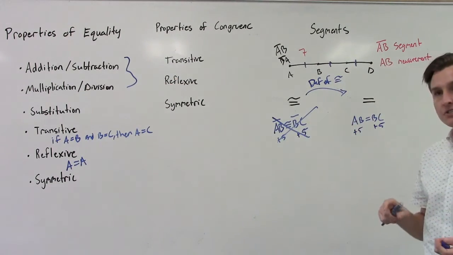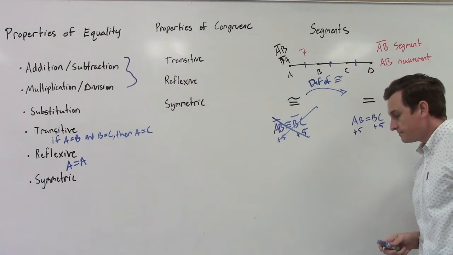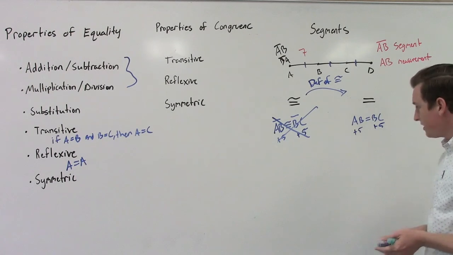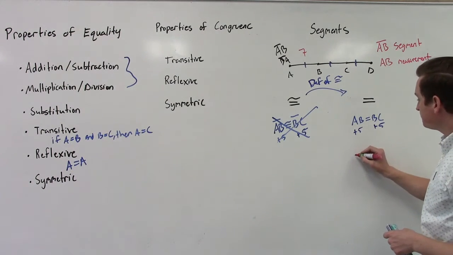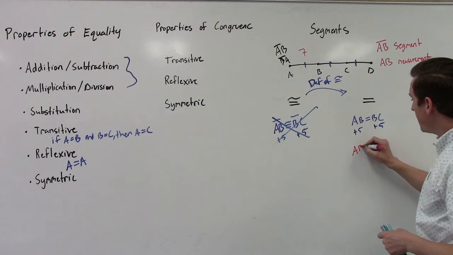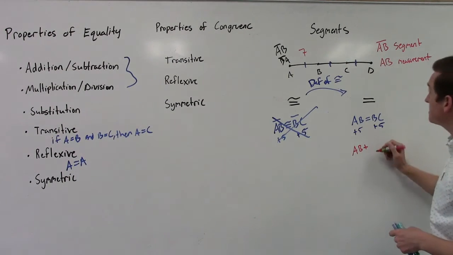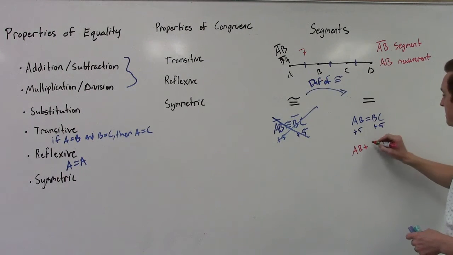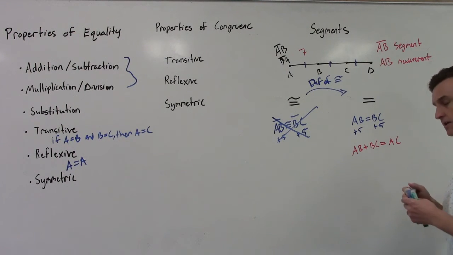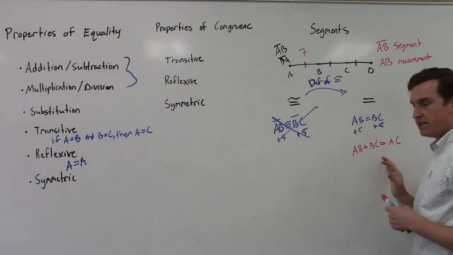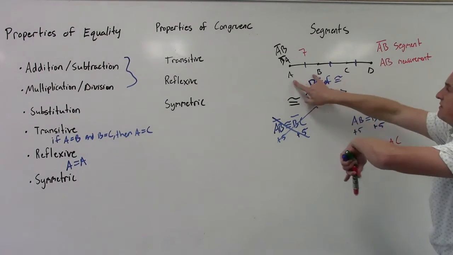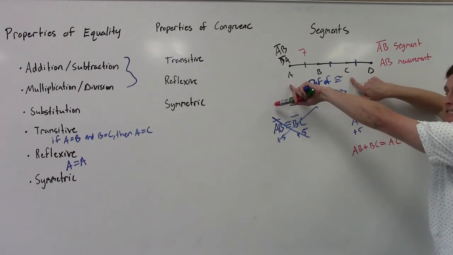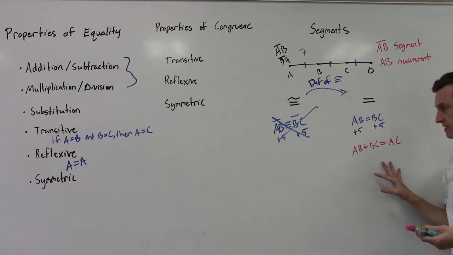All right, let's look at substitution, because that's kind of an interesting one. So what I can do here on this side is something like this: AB plus BC is equal to AC. If you recall, that's called the segment addition postulate. I'm just saying that the measurement of this segment and the measurement of this segment make this segment together. That's called, again, the segment addition postulate.